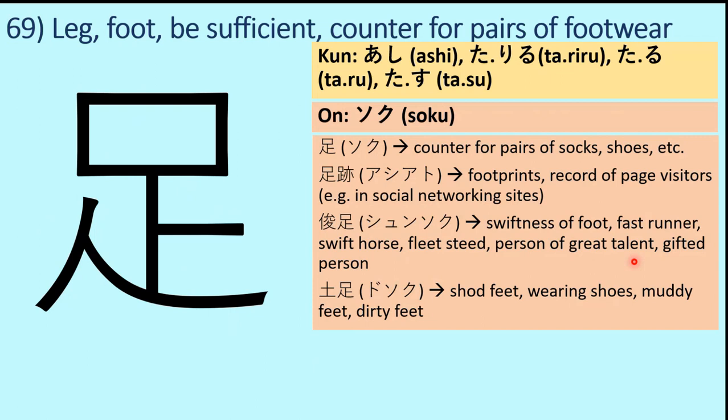Then we have ashiato, footprints, record of page visitors, for example, in social networking sites. Then we have shunsoku. Shunsoku means swiftness of foot, that is a fast runner, swift horse, fleet steed, person of great talent, or a gifted person. Then we have dosoku, which means short feet, wearing shoes, muddy feet, or dirty feet. This is a radical in itself.